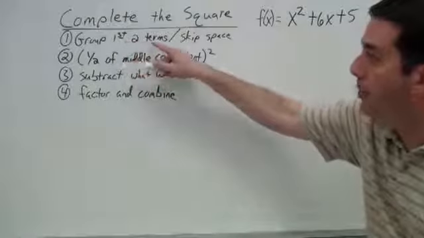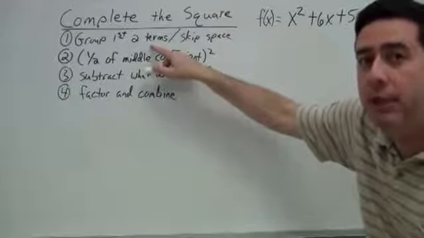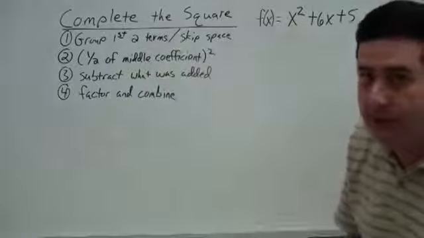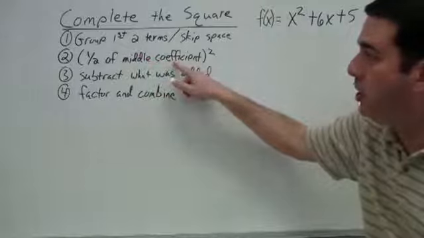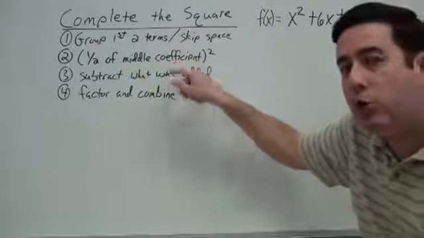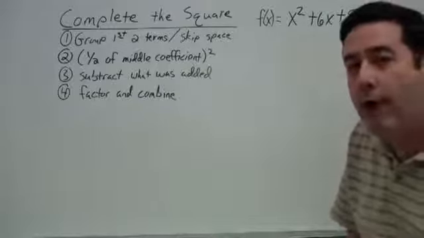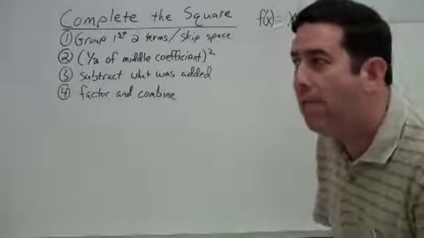First, group together the first two terms in a set of parentheses, skipping a little bit of space inside there. Leave the third term on the outside. Then take half of the middle coefficient and square it. That's what you'll put in the space that you skipped. Subtract whatever you've just added and then factor and combine.